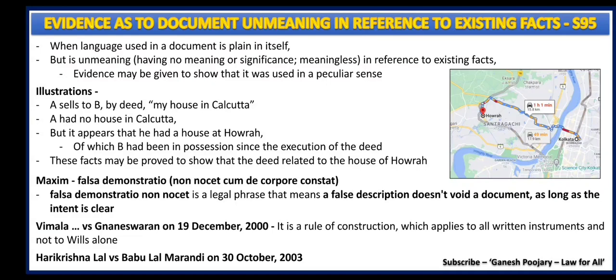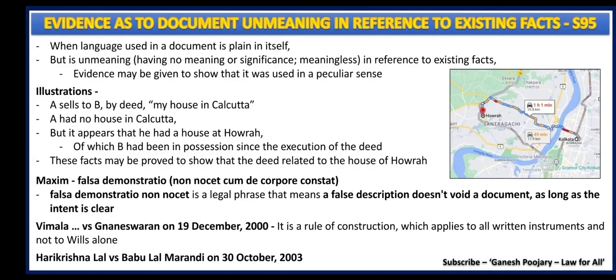That is possible, which is what is discussed under section 95. This section is based on the famous maxim which says falsa demonstratio non nocet, which means a false description in a particular document will not make the entire document void as long as the intent of the document is very clear. That is what was held in this particular case law also, which is Vimala versus Jnaneshwaran, where it was held that it does not apply only to wills but to all written instruments.